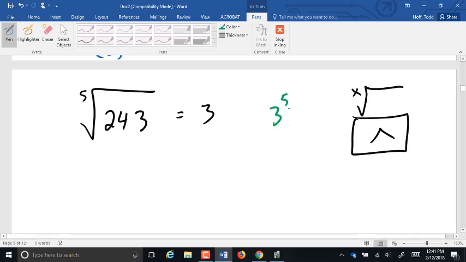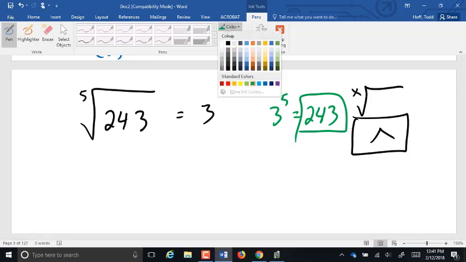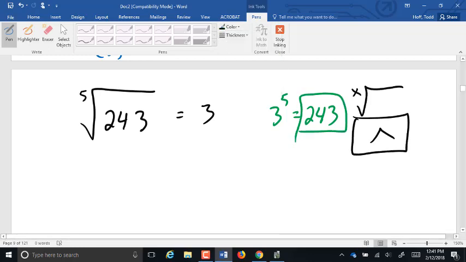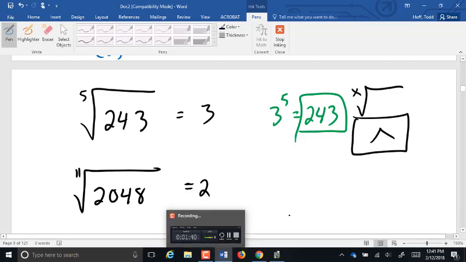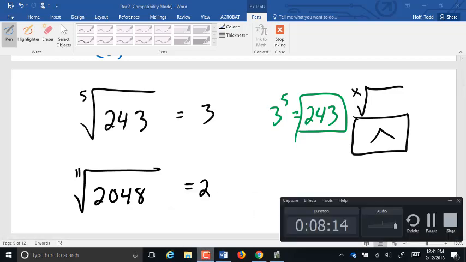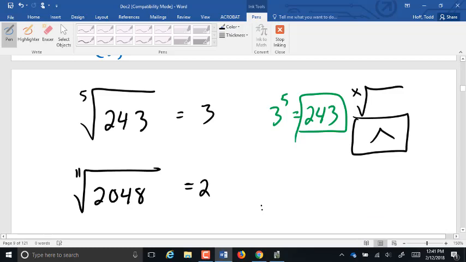3 to the power of 5, of course, is going to give us 243. I want you to try this one, the 11th root of 2048. See what you come up with. Got her to come up to good.